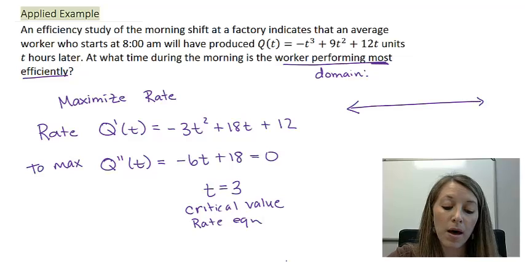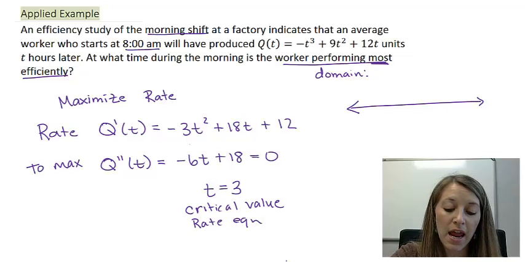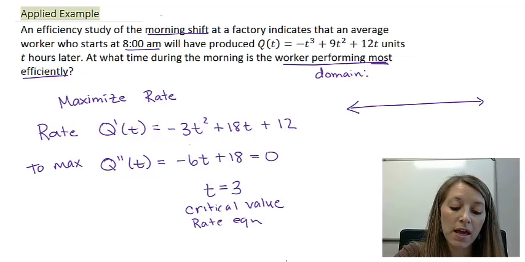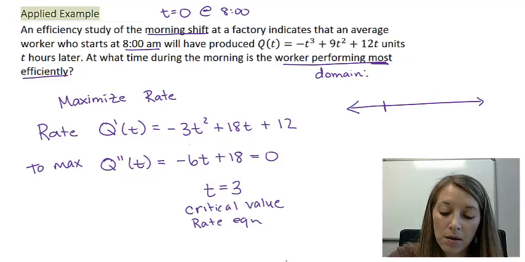Well, if we're talking about the morning shift that starts at 8 a.m., then we know that t is equal to 0 at 8 a.m. So I know that my number line actually needs to start at 0. So I can eliminate this here on the left.